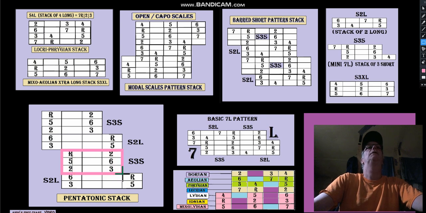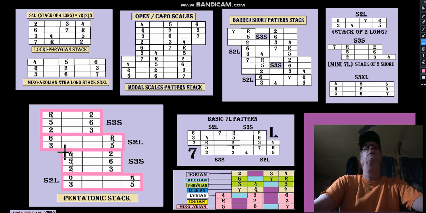Because when you have the stack of 3 short and you have the stack of 2 long, those are the only 2 you have to know for pentatonic, because what's on top of stack of 2 long? Another stack of 3 short. What's on the bottom of stack of 3 short? A stack of 2 long. And look how they count. 3, 5, 6, root. 2, 3, 5, 6, root. You see, it's important to count. So that's all you need to make the unwarped pentatonic pattern stack.